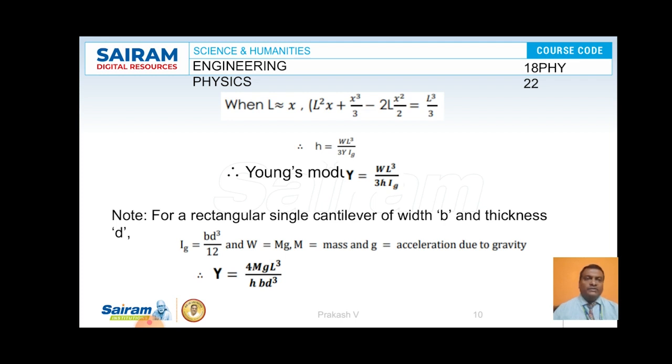Here m is the mass attached, g is the acceleration due to gravity, L is the length of the cantilever beam, h is the depression that happened, b is the breadth, and d is its thickness. So this is the expression for Young's modulus of the material of a single cantilever.